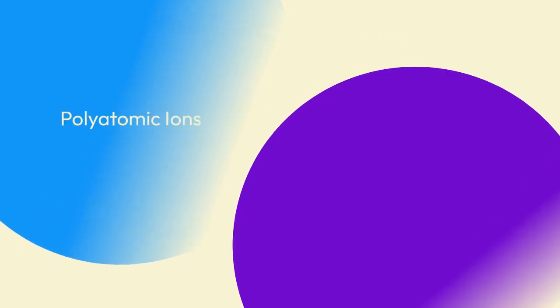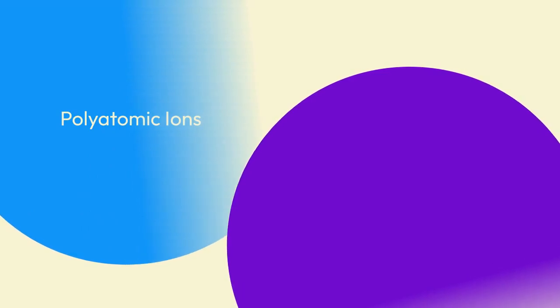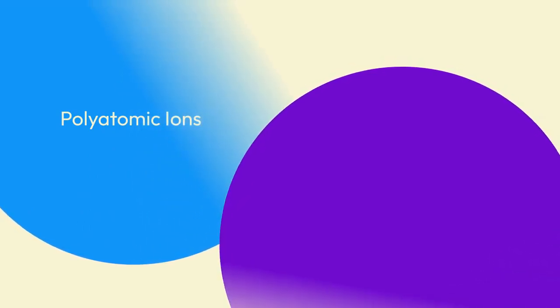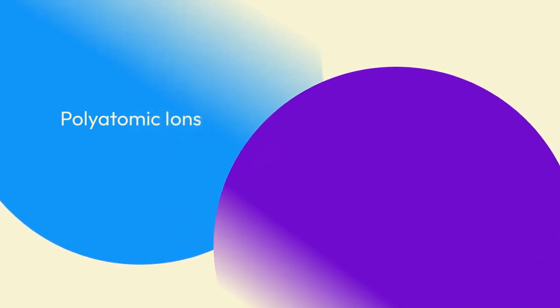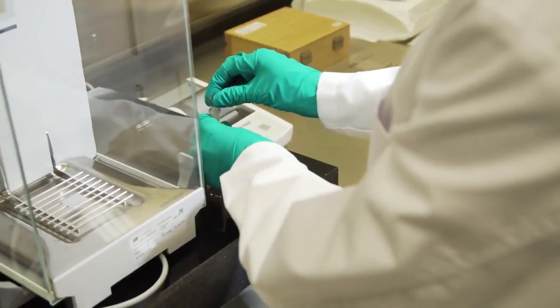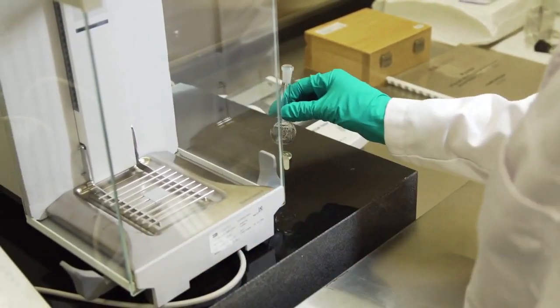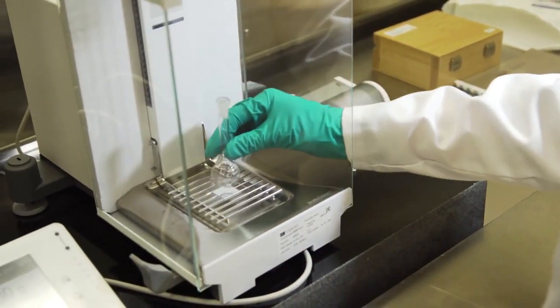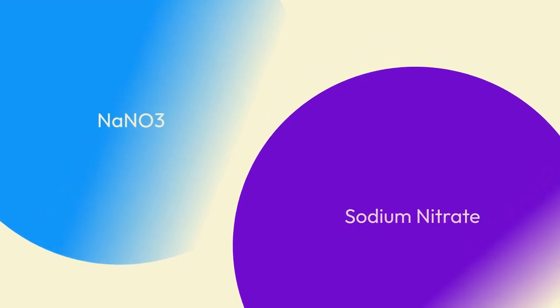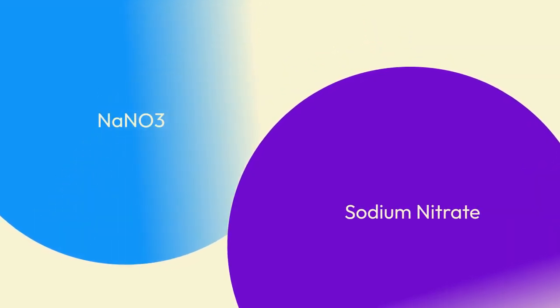Our third category involves polyatomic ions, which are charged groups of atoms that act as a single unit, like nitrate, NO3. The rule here is to name the cation, then name the polyatomic ion exactly as it is, with no ending change. So, NaNO3 is simply sodium nitrate.